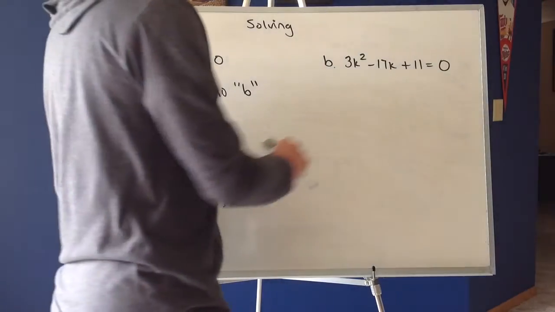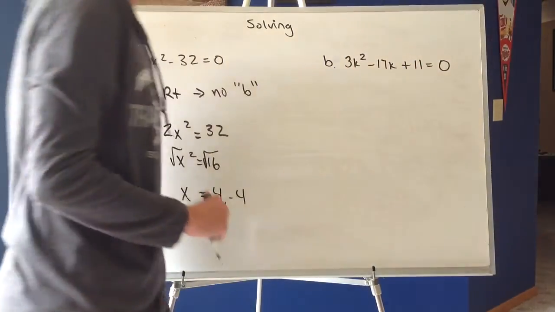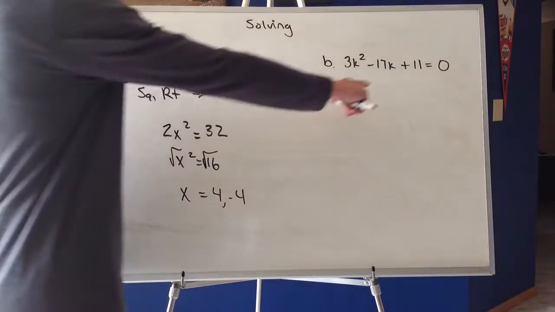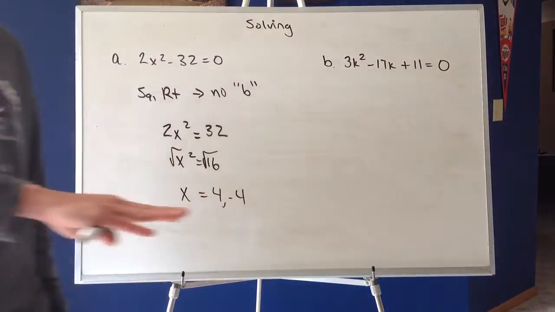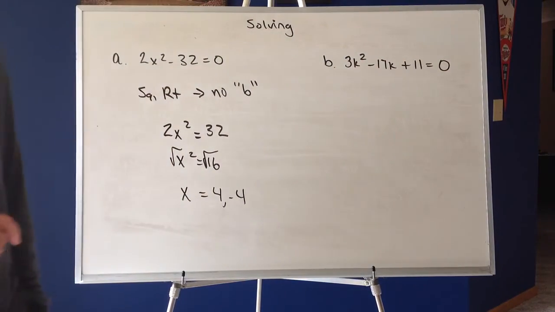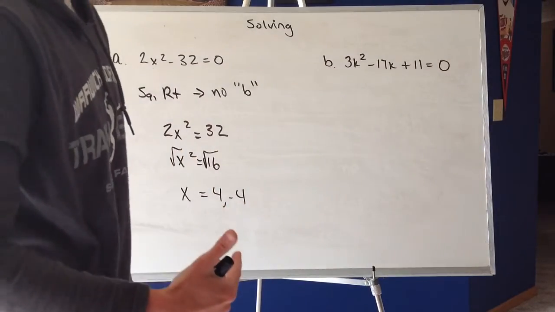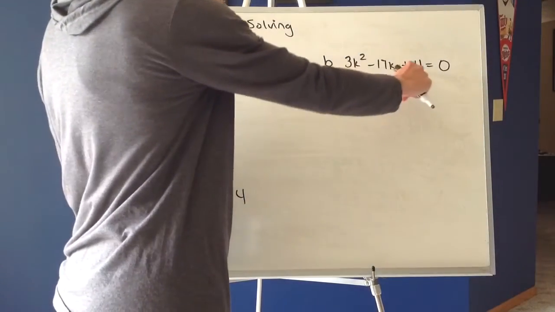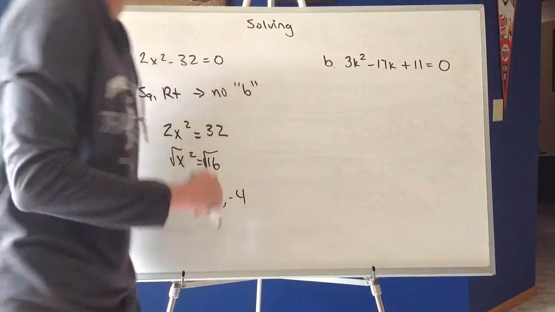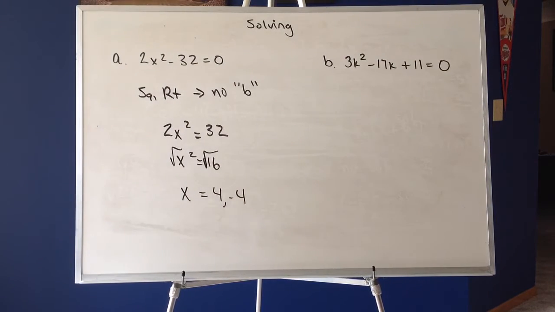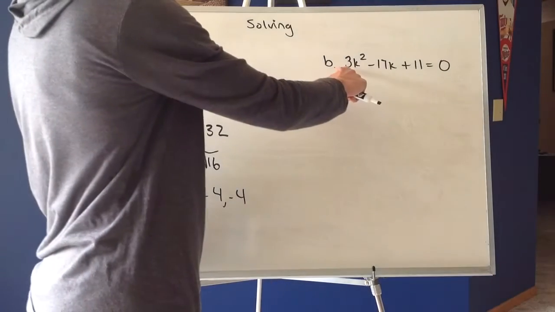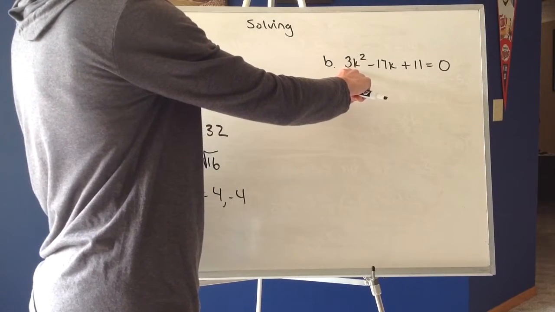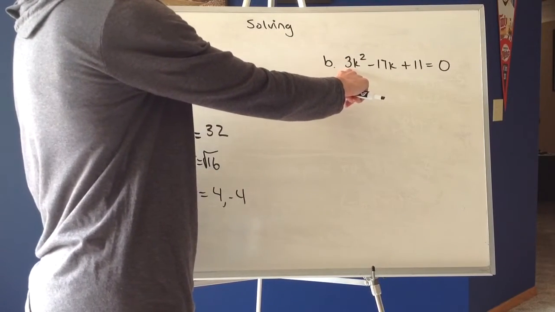Then we step over here to b. If you look at b, you'll notice that we do have that middle term, so we do not want to use the square root method. You could try and factor it, however, 3 and 11 don't have any factors that are going to give me 17, so throw that one out. Completing the square is not a good idea because I have a 3 here. We only want to complete the square when that number is a 1.